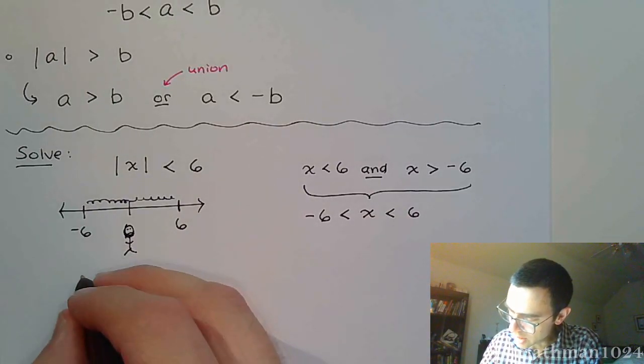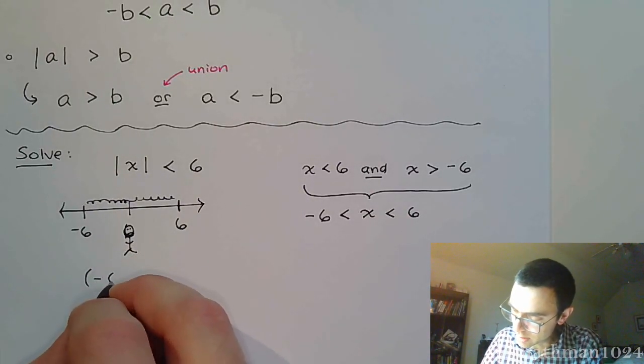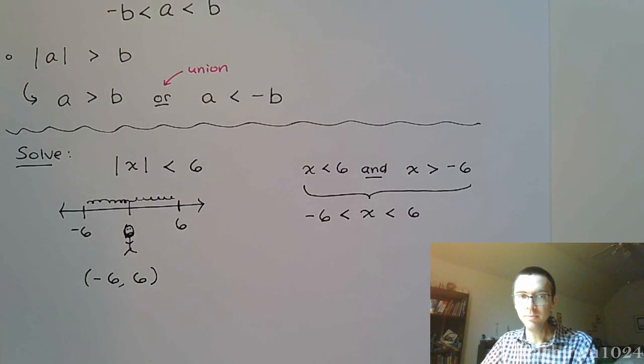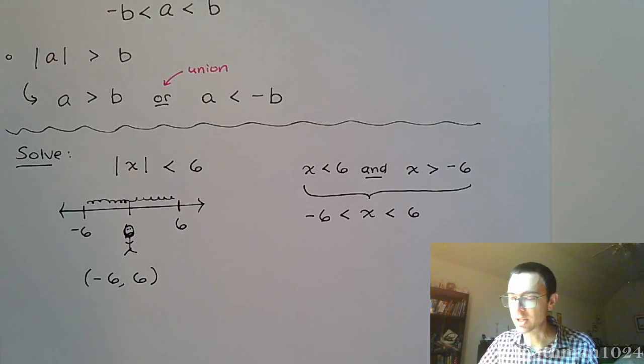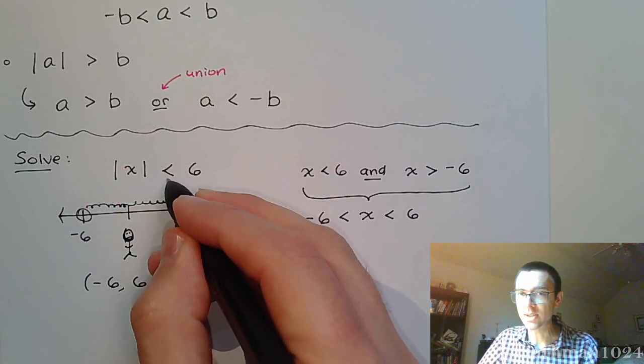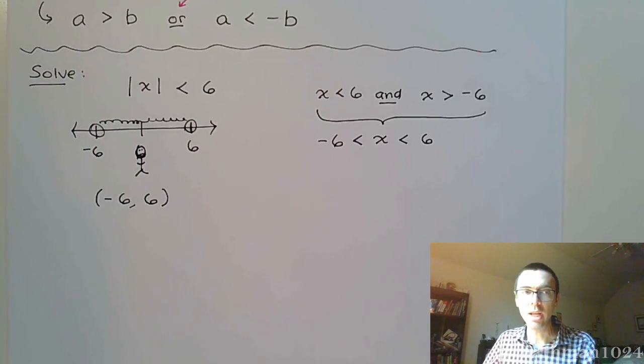So your interval notation for this is going to be from -6 to +6. Of course, I'm using parentheses here because I'm not including either of these endpoints, right? Because this is less than and not less than or equal to.